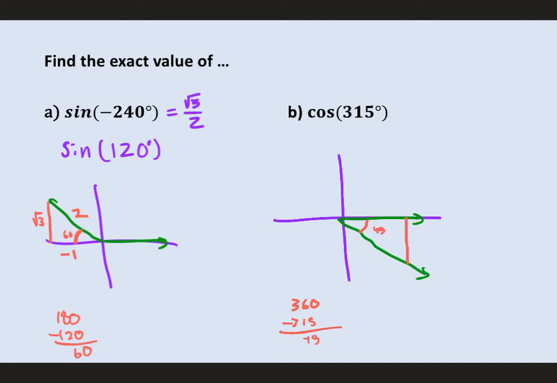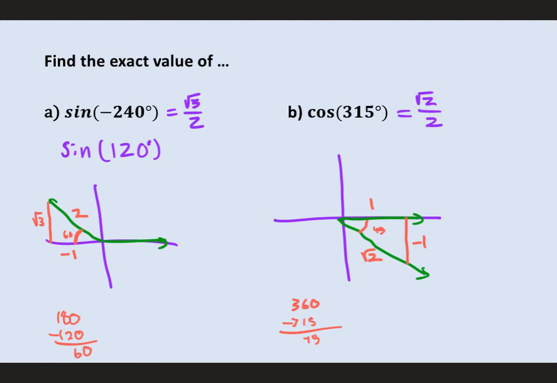Go ahead and finish off my triangle and fill some stuff in. My adjacent side is a +1. My opposite side is a -1 because I'm going down, and my hypotenuse is a √2. I'm then going to find the cosine of this angle. So the cosine is my adjacent over my hypotenuse. That is going to be 1 over √2, which we simplify to be √2/2.